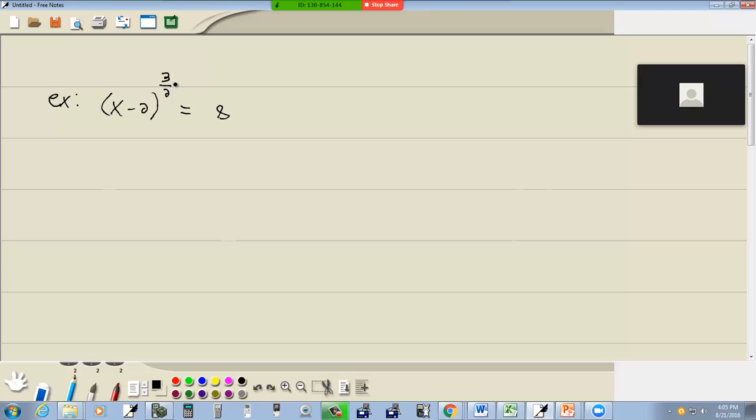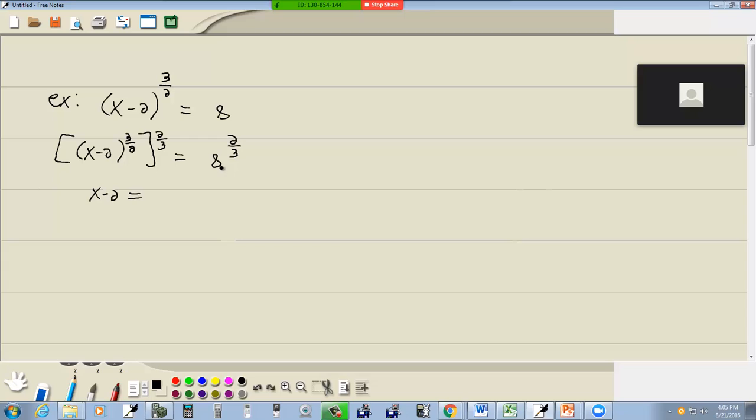Rational exponent means fractional power. And how we solve that is we raise both sides to the reciprocal of that power. Reciprocal means fraction flipped. So this is 3/2, so take both sides to the 2/3 power. Now when you do that, these 3's cancel, these 2's cancel, and I got x minus 2.